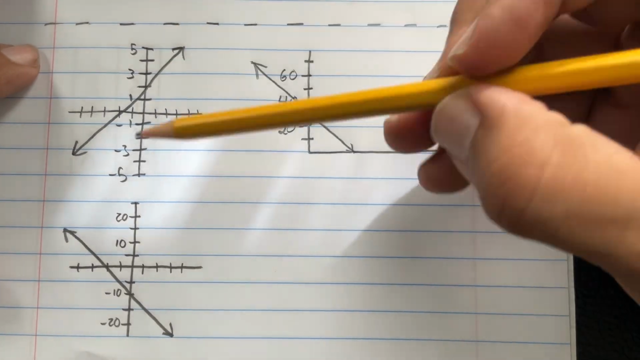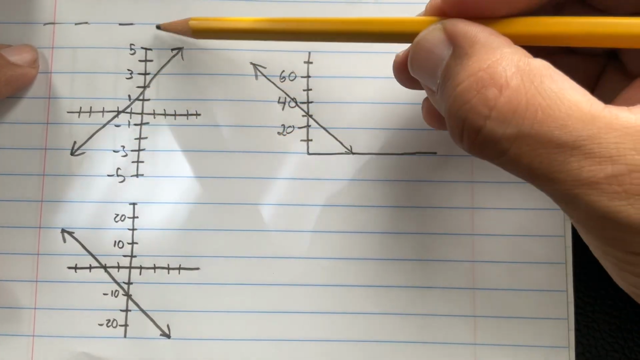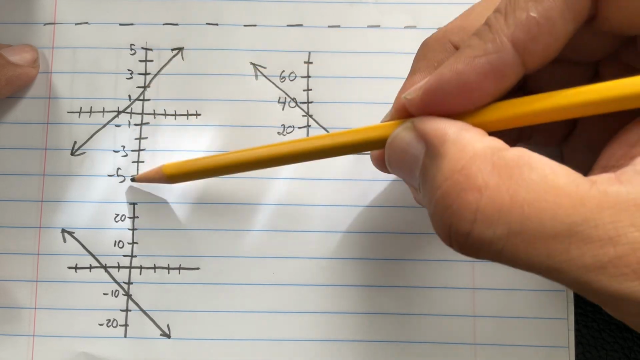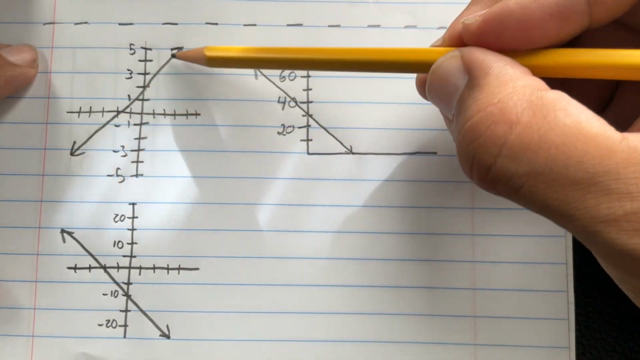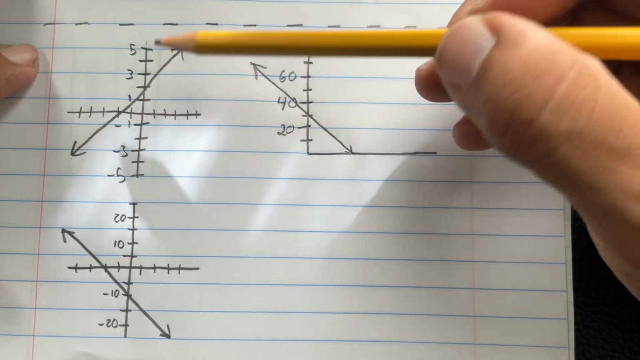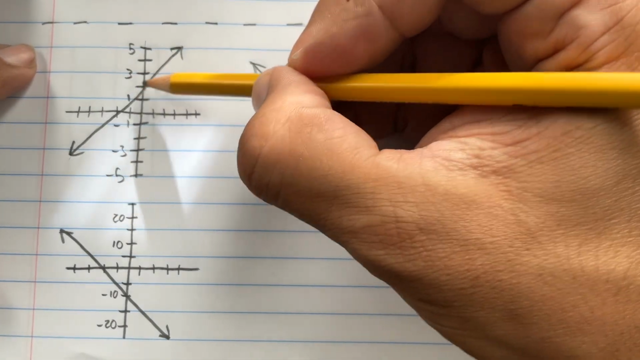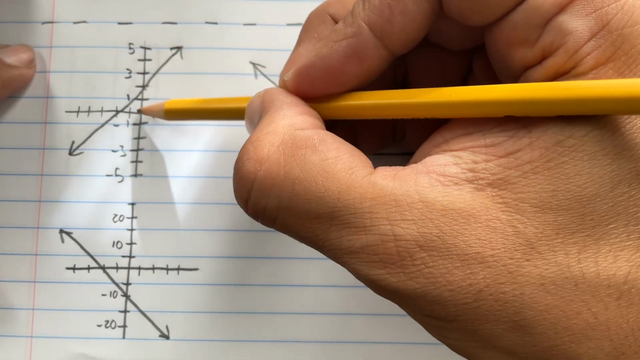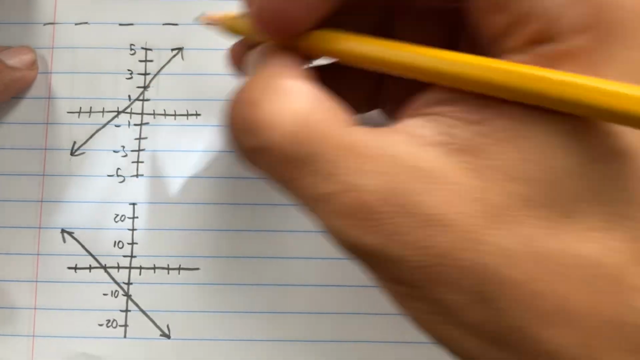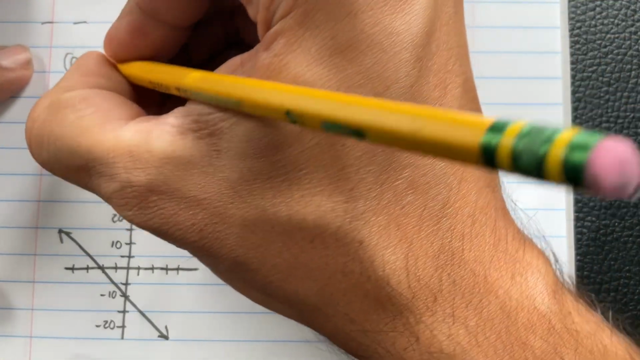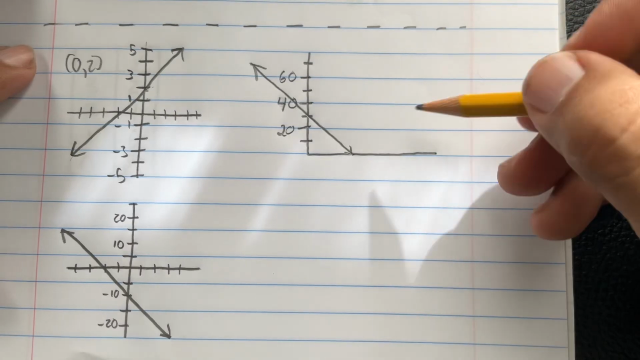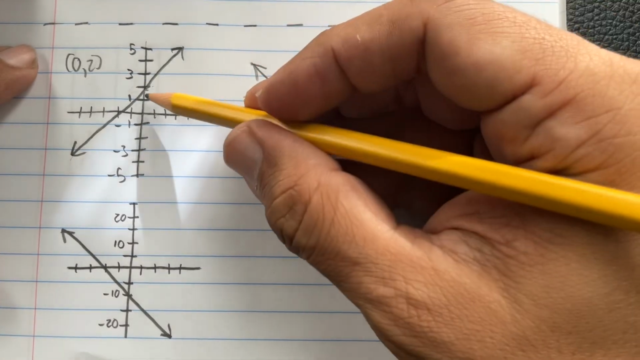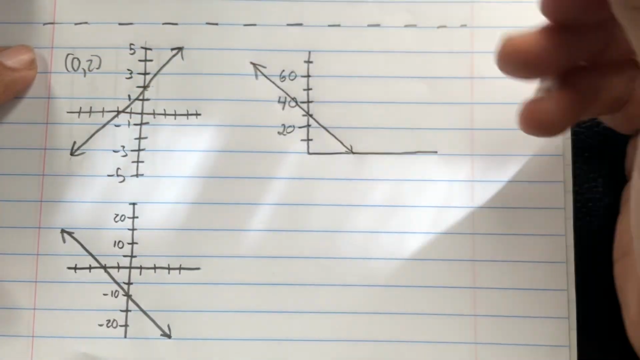Okay, so the y-intercept. The y-intercept is the height when it hits this up and down line. When does this graph line hit this up and down line? So the y-intercept for this one is 2, because that's 1 and that's 2. So you could say 2 or you could say 0, 2, because that's a coordinate. Both are acceptable. So the y-intercept is 2 or 0, 2.